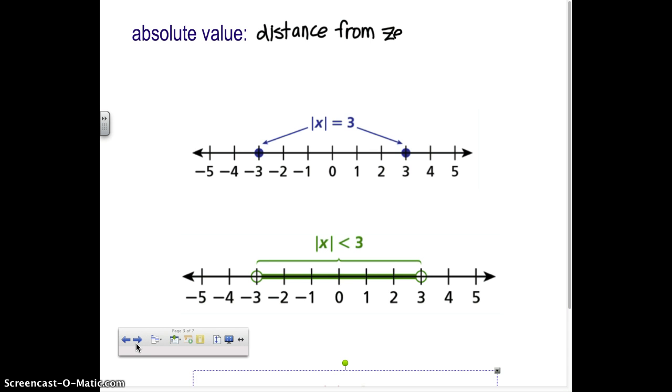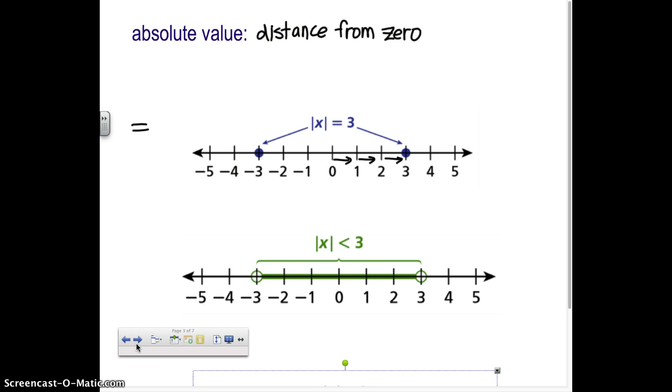A number's distance from 0. However, we can be that distance to the right, which is the positive side, or to the left. And so we're going to look at a couple examples. When we have the equal sign for absolute value, when the absolute value of x equals 3, that means we need to be 3 units from 0.